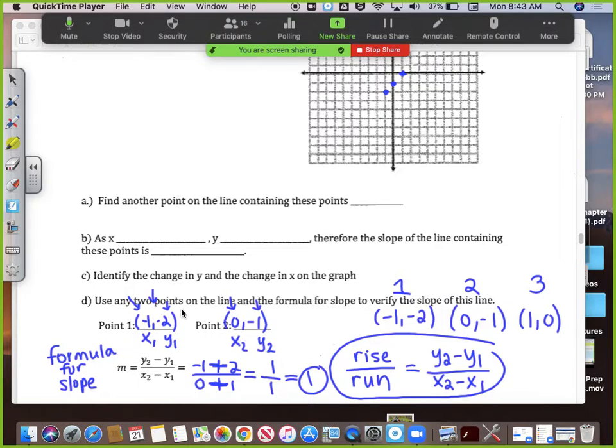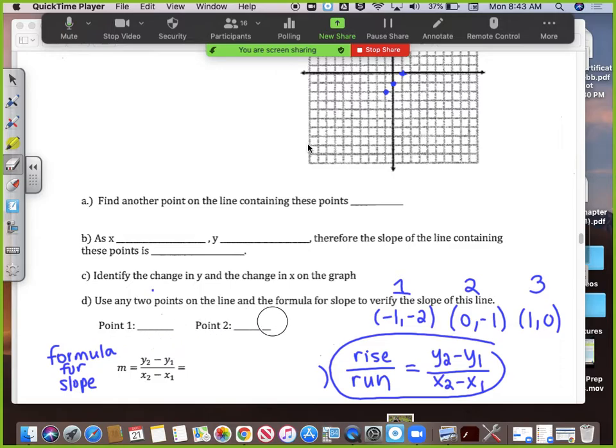Now, this is not the only 2 points that will give you this answer. If I erase this, and you don't have to write this, you can just follow along, if I erase this and I use different points, I will still get the same exact answer, and I want to just quickly show you that. So, instead of using the first and second point, why don't I use the second and third point? So I'm going to use 0, negative 1, and 1, 0.